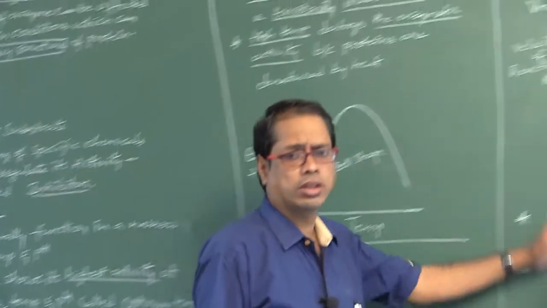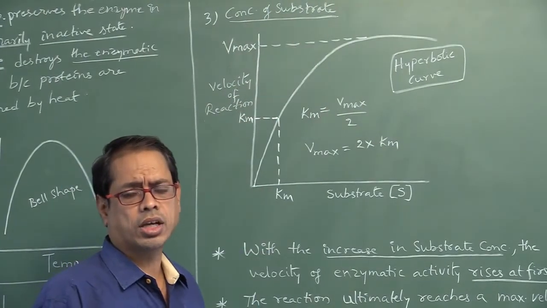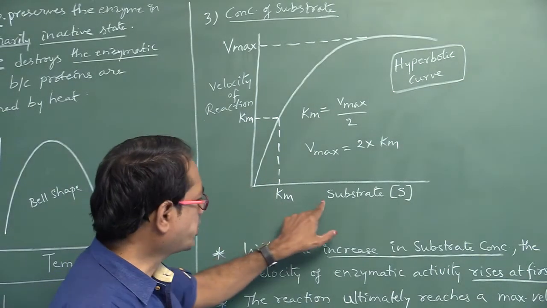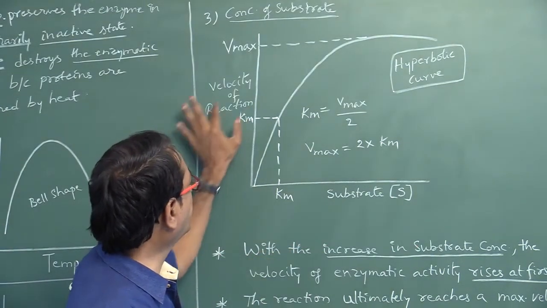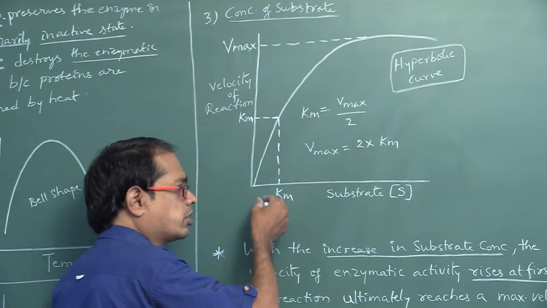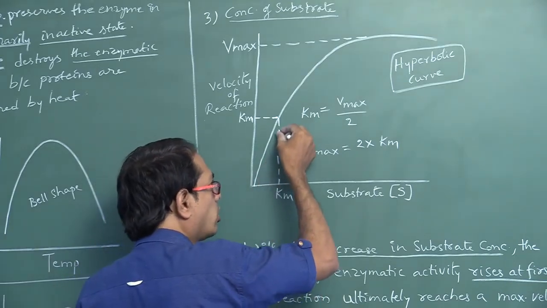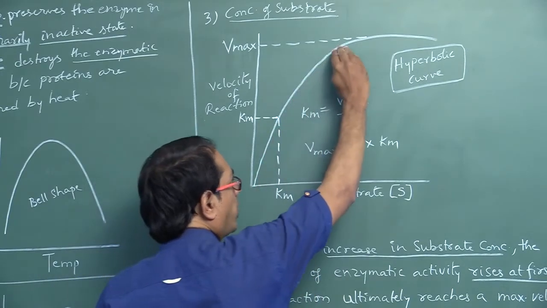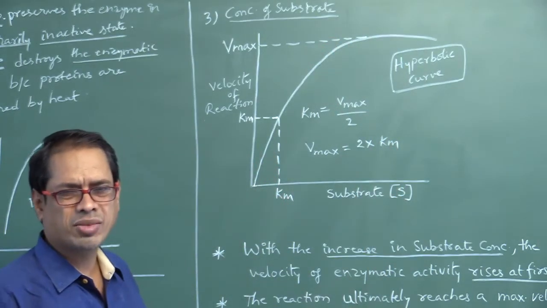Next, concentration of substrate, that is the third factor: concentration of substrate or substrate concentration. Substrate will be taken on the x-axis and velocity of reaction on the y-axis. Let us suppose, as substrate goes on increasing, velocity also increases at first, and after some time it becomes constant. What does it mean?